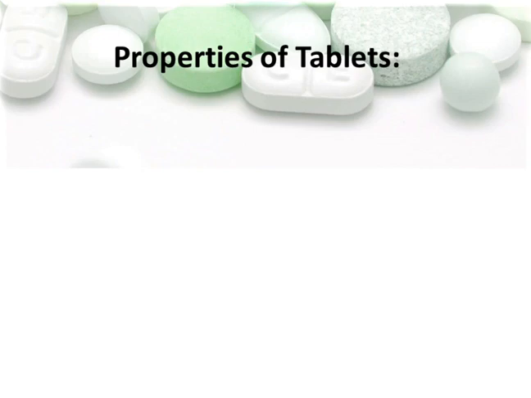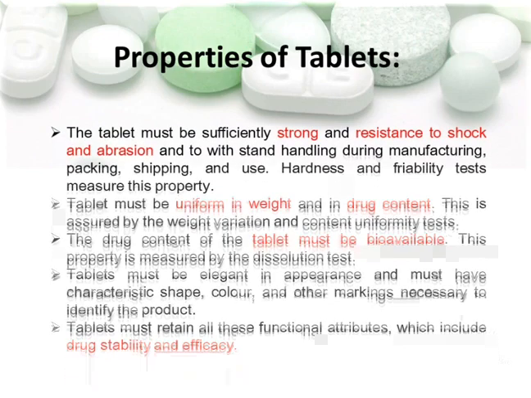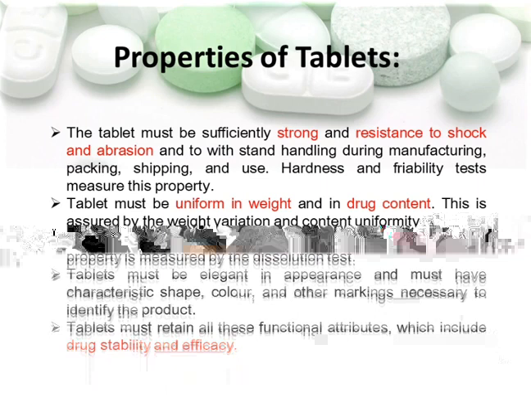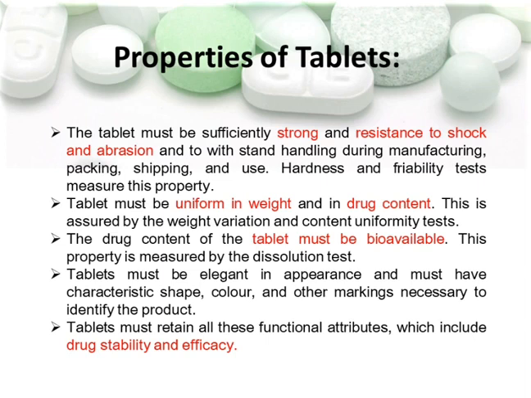What are properties of tablets? Now tablets must be sufficiently strong and resistant to shock and abrasion. Why? To withstand handling during manufacturing, packing, shipping and use. And hardness and friability tests are used to measure this property. Next is uniformity. Uniformity in weight. Tablet must be uniform in weight and in drug content also. And this property is measured by weight variation and content uniformity test.